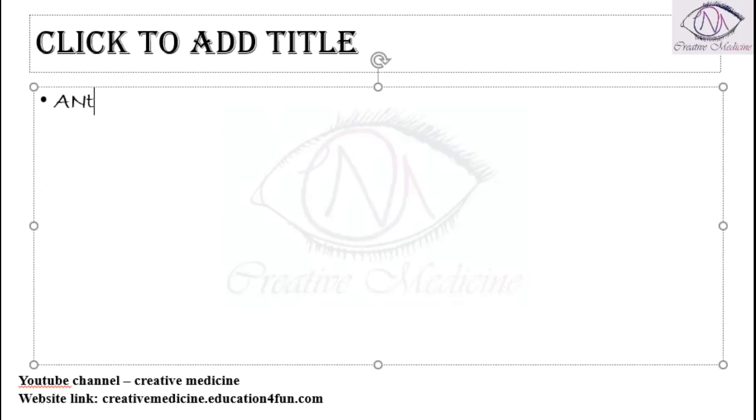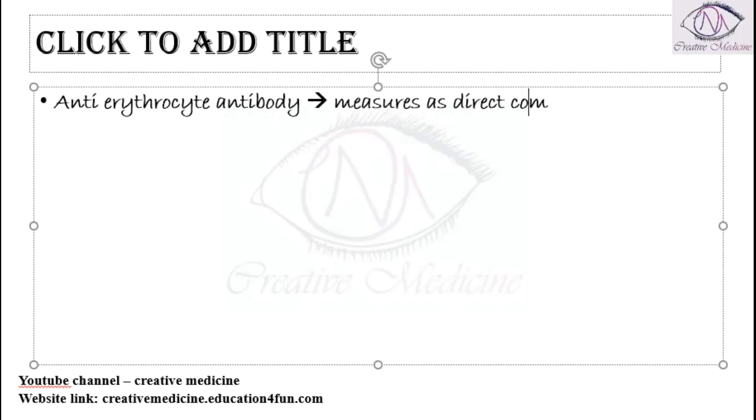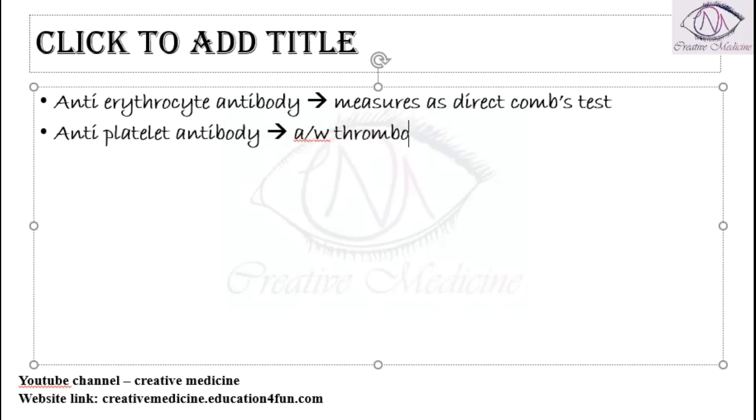Then we have the next antibody, anti-erythrocyte antibody. Anti-erythrocyte antibody is actually measured as the direct Coombs test. Then we also have antiplatelet antibody. This antiplatelet antibody is associated with thrombocytopenia.